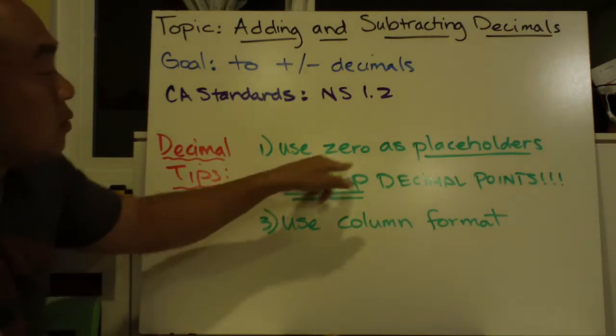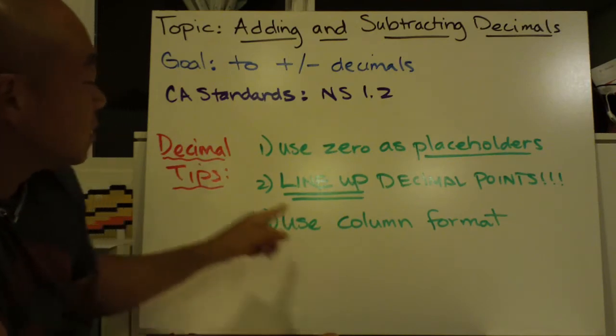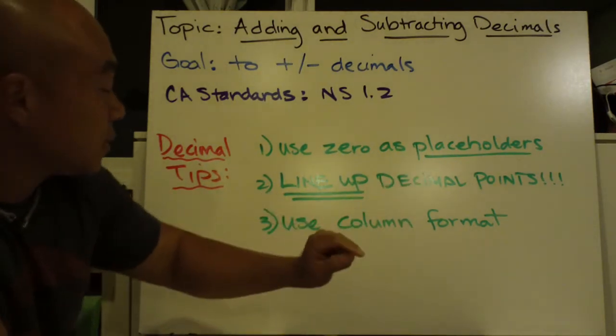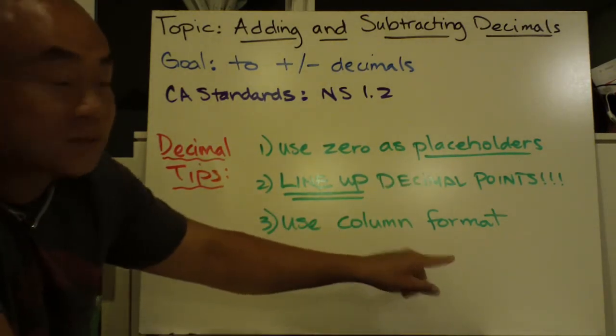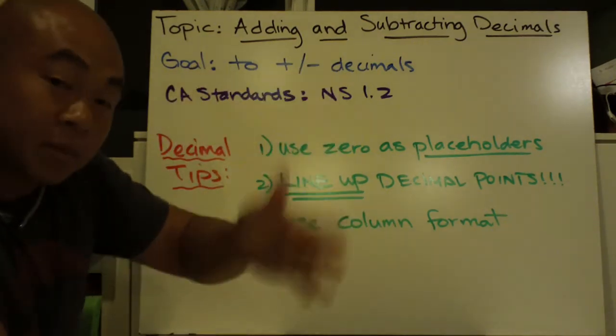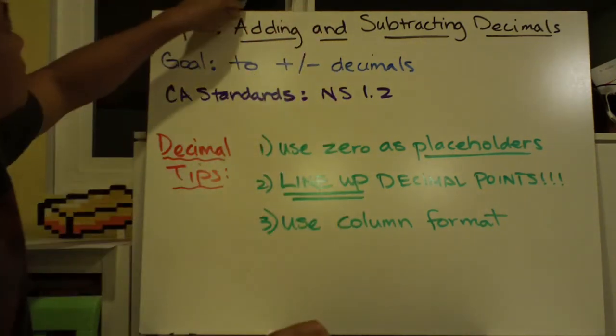Number 1, use 0 as placeholders. Number 2, line up decimal points. And number 3, use column formats, which means line them up going this way, up and down.